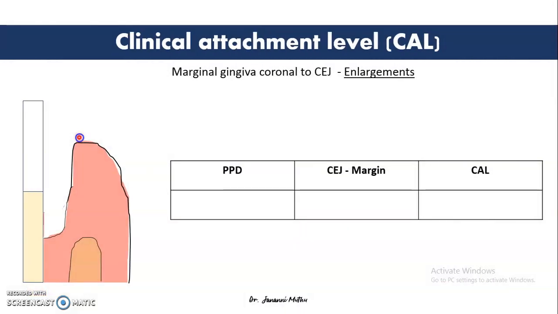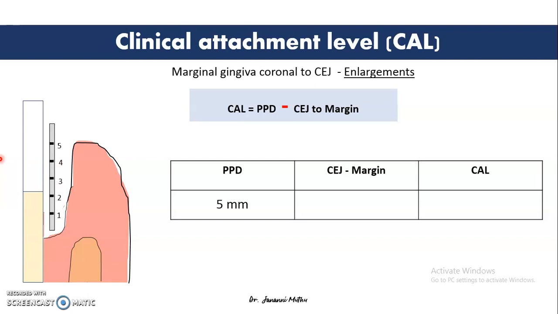If marginal gingiva is coronal to CEJ as seen in case of enlargements, let's see how to calculate CAL. CAL will be obtained by subtracting the 2 values. CAL is the difference of PPD and the distance from CEJ to the margin. Take this example. Insert the probe and measure the pocket depth. Here it is 5 mm. Then measure the distance from CEJ to the margin.